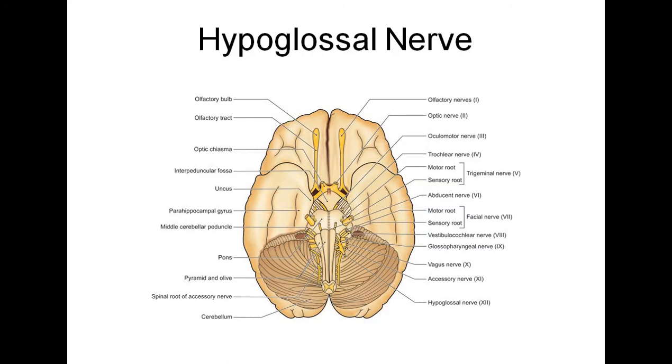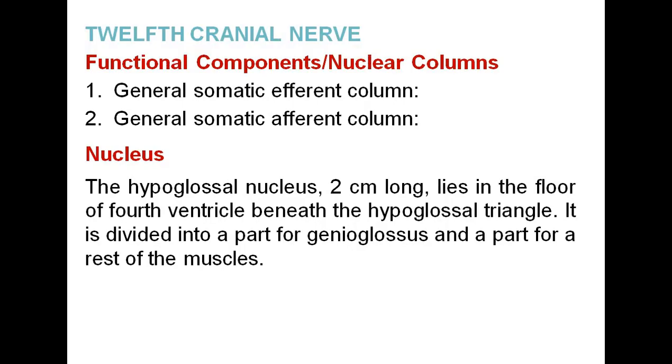Now the next part of today's lecture, the hypoglossal nerve. The hypoglossal nerve is the 12th cranial nerve. It is a paired nerve. It has two functional components, or two nuclear columns: the general somatic efferent column and the general somatic afferent column.